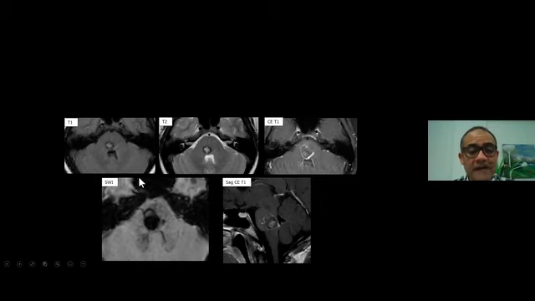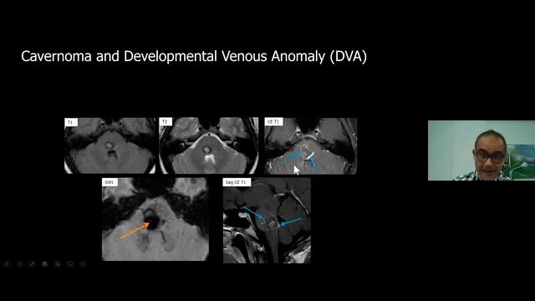This is our case, and as you can see, it's clear that we have a popcorn lesion that is bright on T1, surrounded by a dark rim, which is hemosiderin, and you can see the blooming on SWI. There is some enhancement around the lesion that looks like an arborizing pattern, or a medusa pattern of enhancement. Apparently this is a cavernoma with an associated DVA.